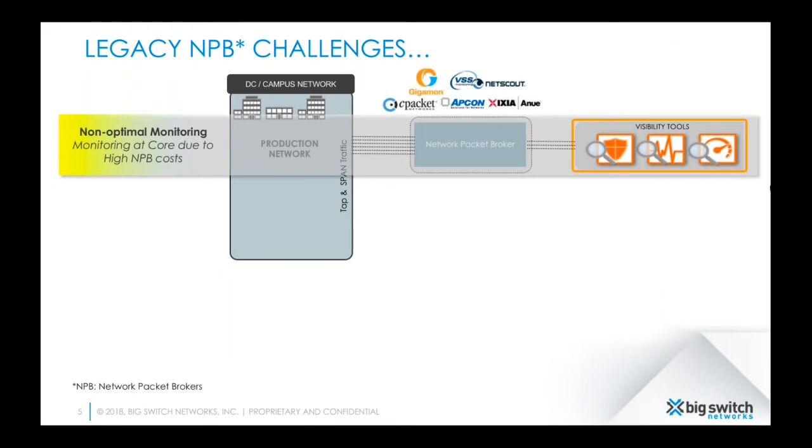If you look at deployments of legacy network packet brokers, you will see that typically they are deployed at the core of the network because they're very expensive. Customers think that by putting it at the core, they will get all the traffic that passes through the network, which is true if your network flow is always north-south. But most applications are now east-west bound, typically 80 to 90% of your traffic, so just tapping at the core is not going to give you the visibility that you want.